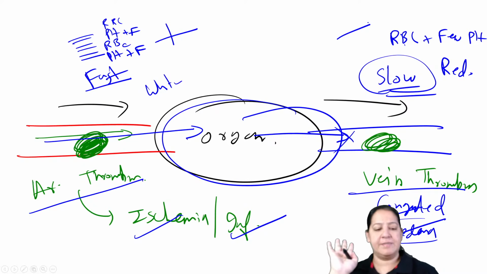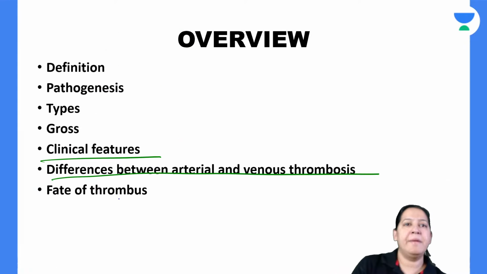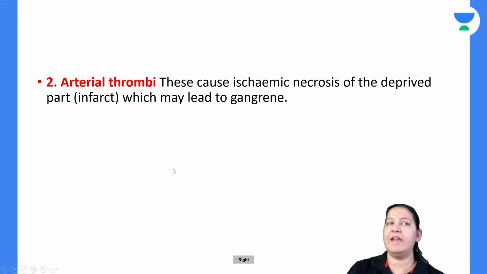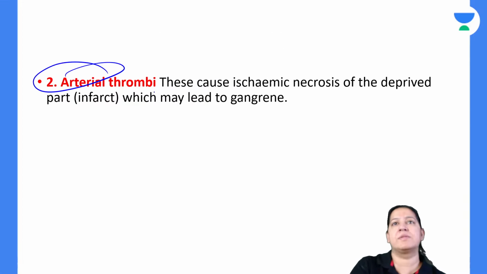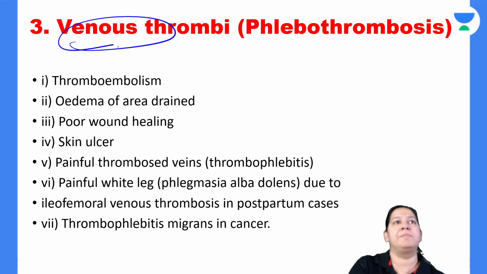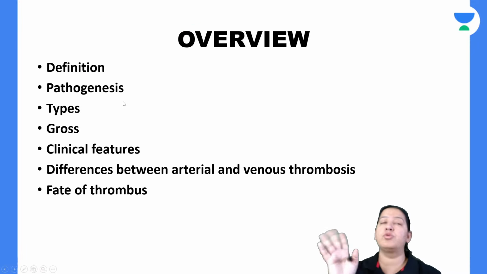So that is the difference between the clinical features of the two types of thrombus, right? Now, let me tell you all the differences between arterial and venous thrombus. Clinical effects we have seen: arterial thrombus results in ischemia and infarction, and it can lead to gangrene. But venous thrombus basically results in congestion and edema.